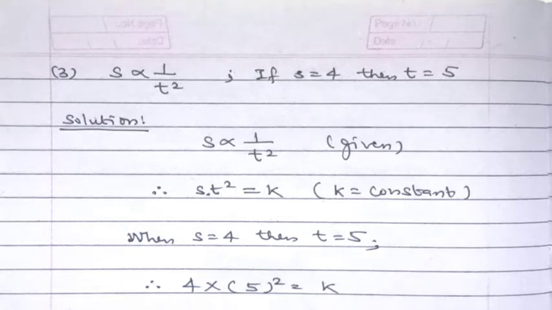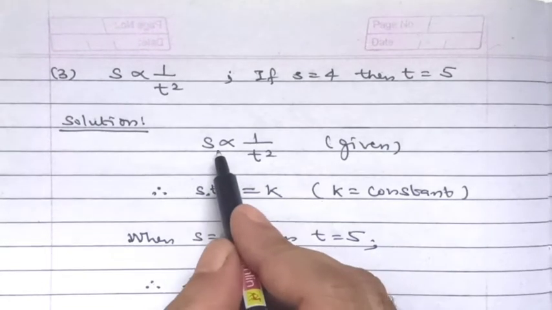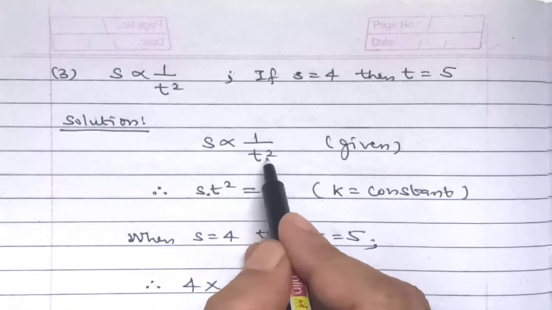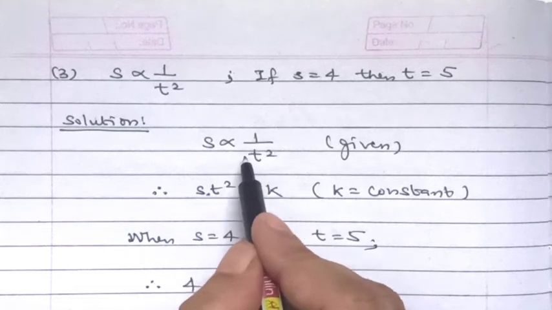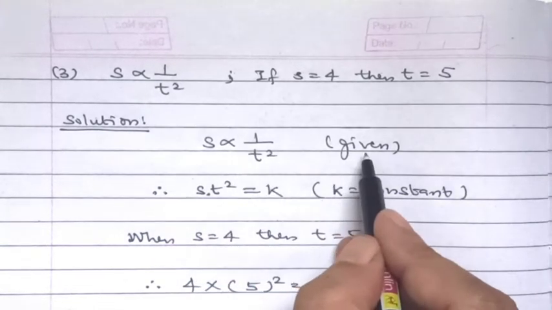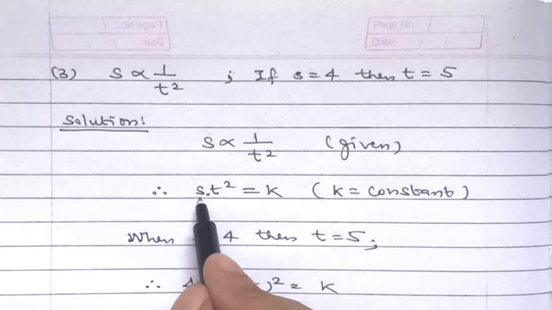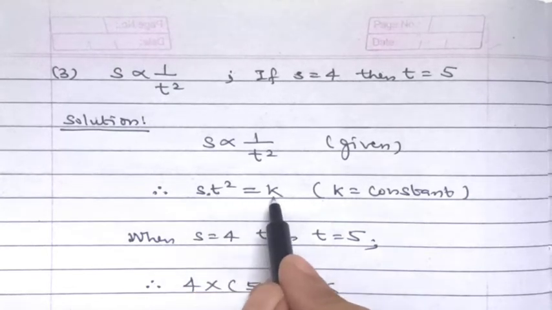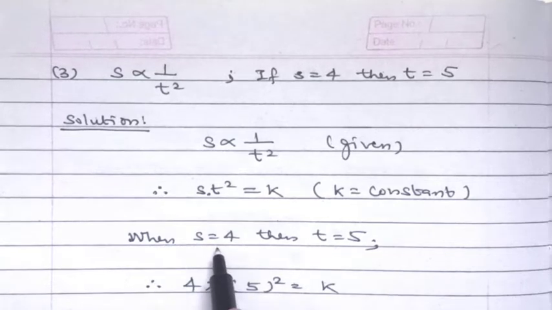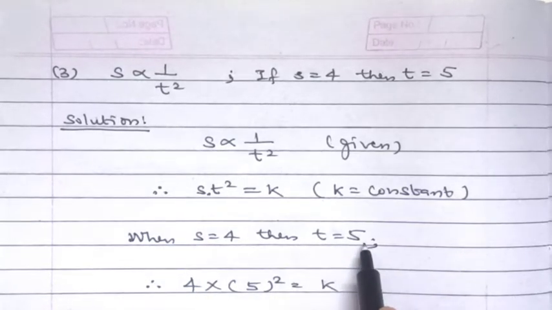Third question, S is inversely proportional to T square. If S is equal to 4, T is equal to 5. Now write S is proportional to 1 upon T square. That means S is inversely proportional to T square, it is given to you. Therefore product of S and T square will be equal to K. Now when S is equal to 4, then T is equal to 5. It is given to you.